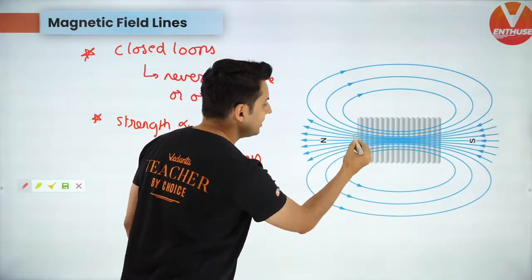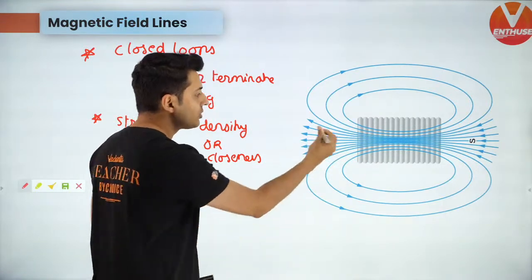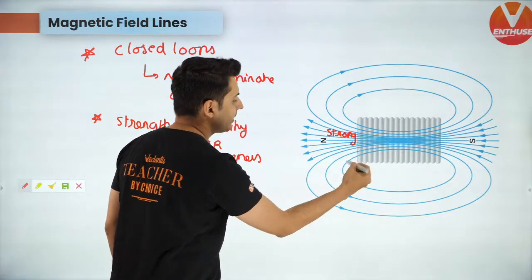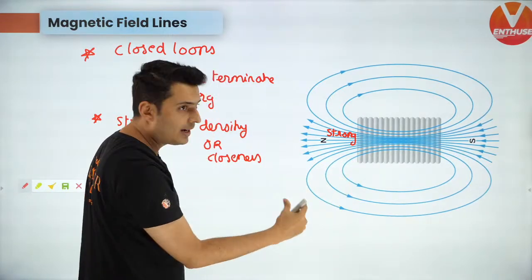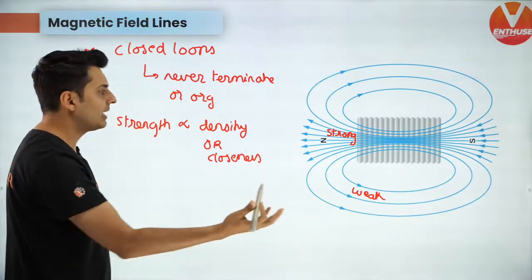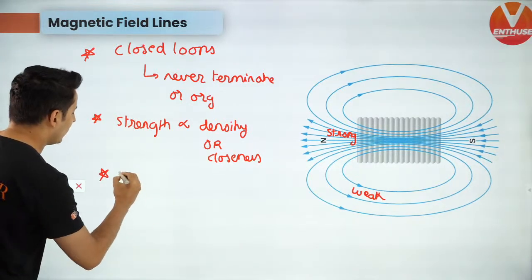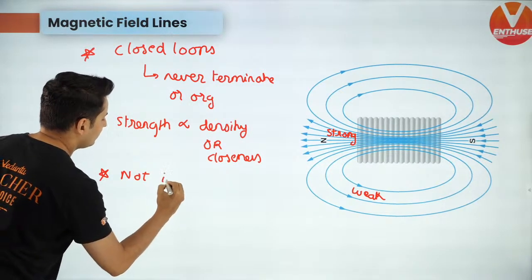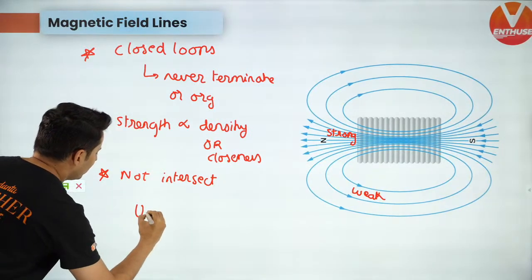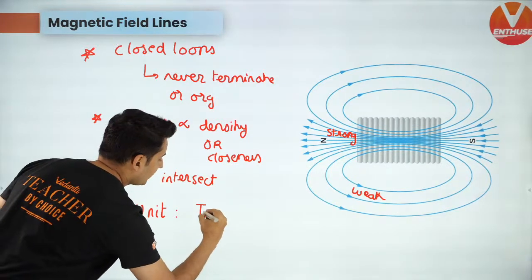Like you can see over here, they are very closely packed. The density is very large, so the field is going to be very strong over here. But if you see, the spacing is very wide here, so the field is going to be very weak here, just like in the case of electric field. Lastly, understand they cannot intersect, that is common, and the unit of magnetic field is Tesla.